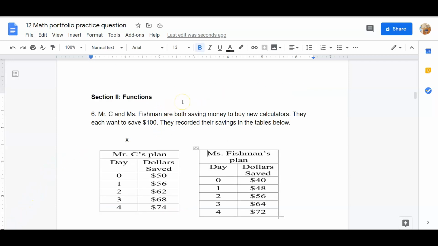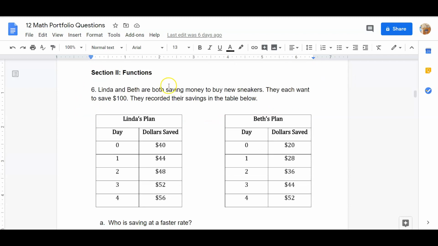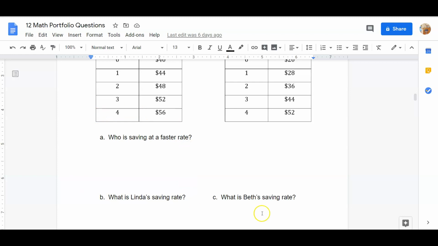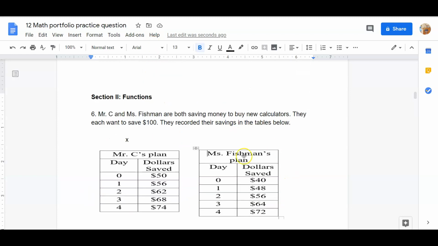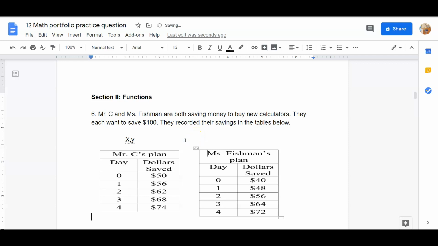Today we're back with another math portfolio question. This is what the question is going to look like on your official math portfolio. So you'll see two different tables and a problem with three different answers. So let's go to our practice problem so you can figure out how you should go about answering the other question.